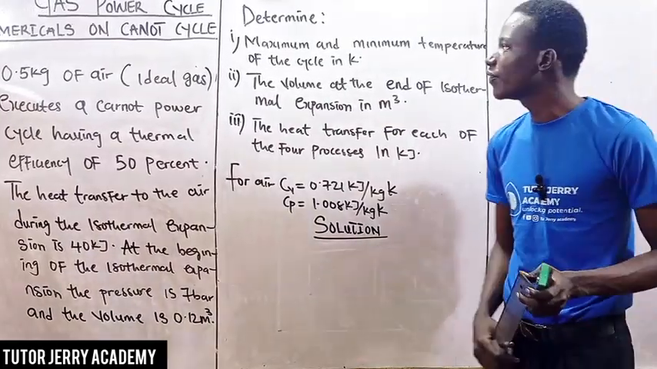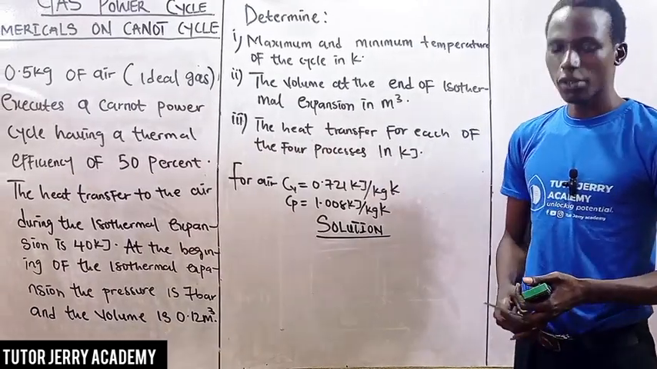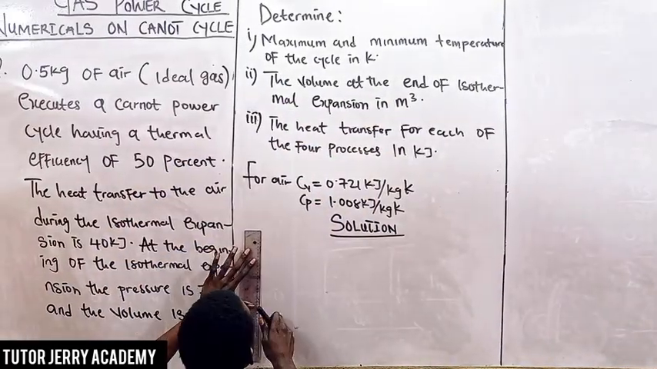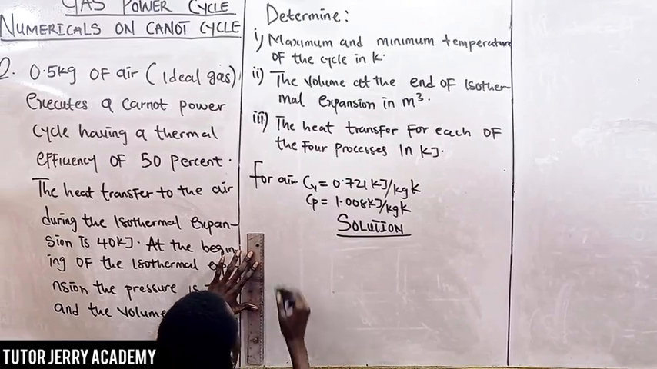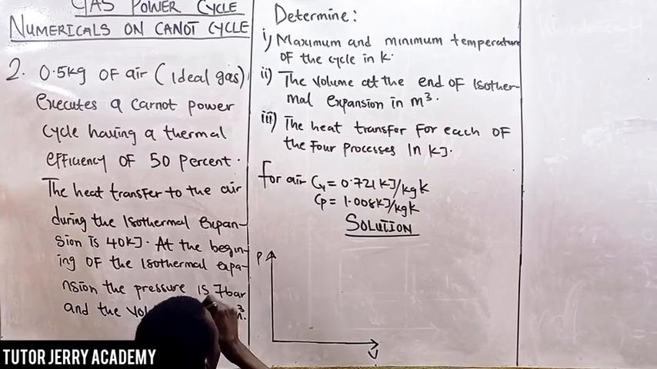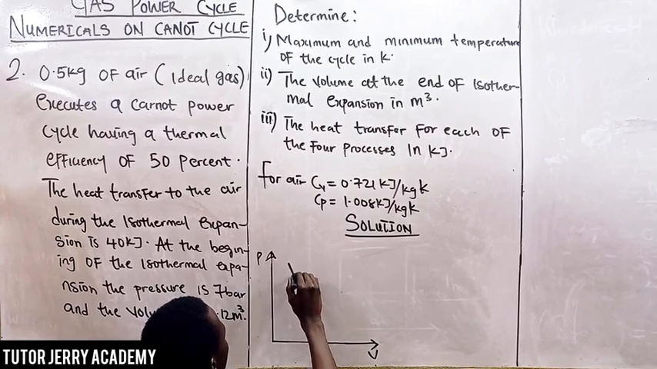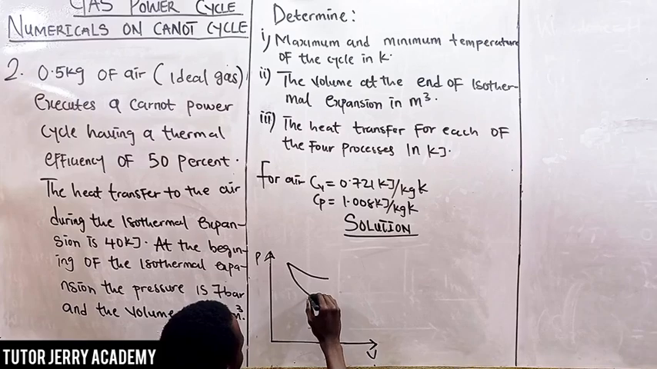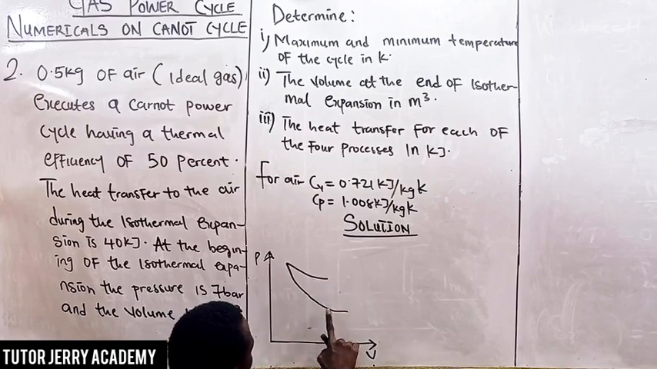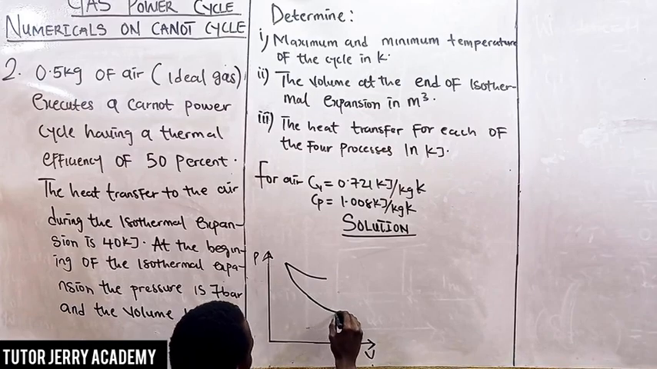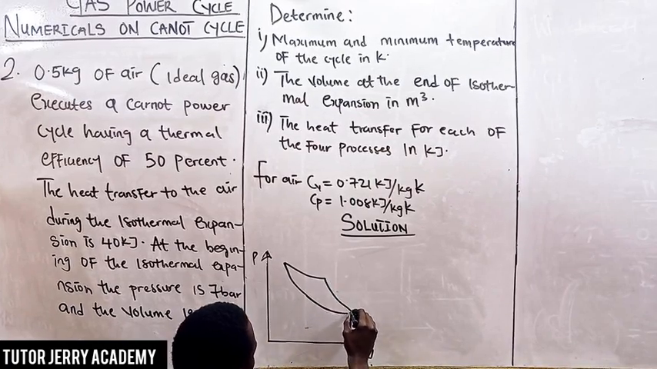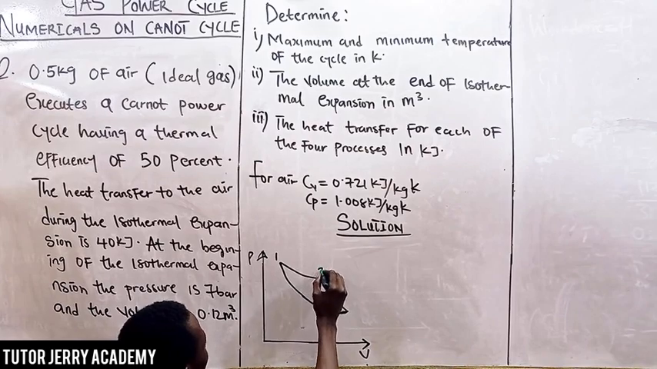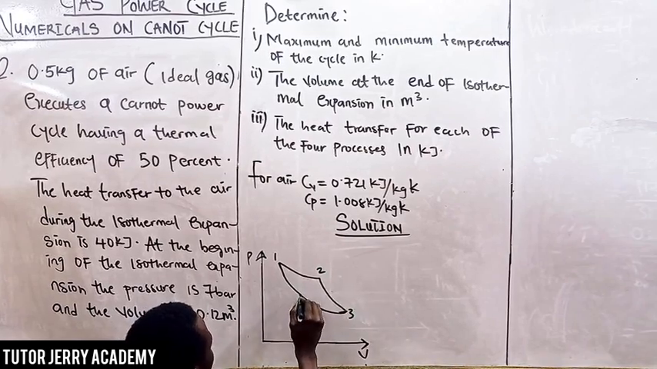I will be drawing my PV and TS diagram for the Carnot cycle. So I'll be drawing them here. I'll be having my PV diagram first. Of course, there will be P. Now I'll be drawing my stages. That will be the first one, second one, third one, that is the fourth. So at this point, what do I have? Of course, this will be my points 1, 2, 3, and 4.